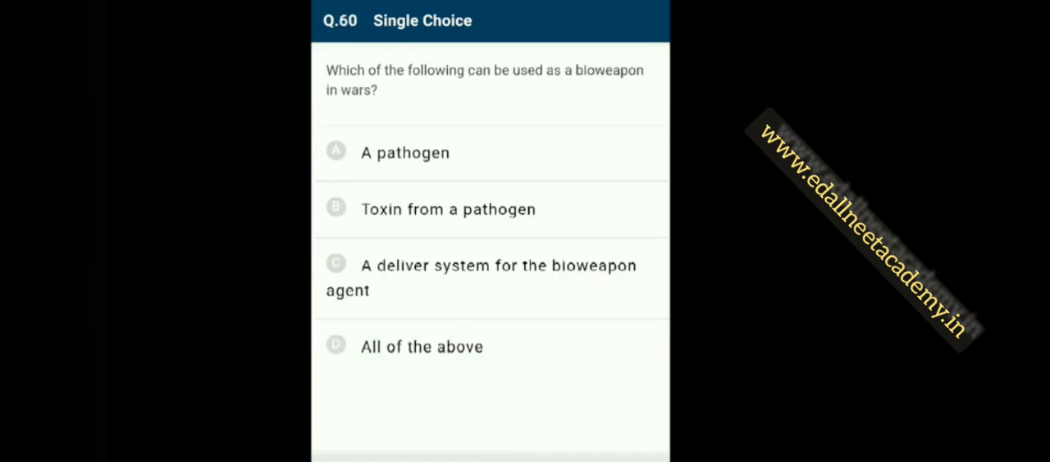Question number 60. Which of the following can be used in wars? Biowar is a type of war where infectious agents are utilized with the intention of killing humans, animals, or plants, or incapacitating them. The weapon of biological origin can be a pathogen or toxin compound. It can also be a good delivery system for the bioweapon agent. So the answer is option D. From the given options, all of the above are used as bioweapons in wars.